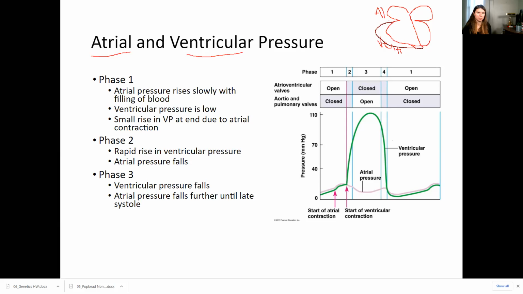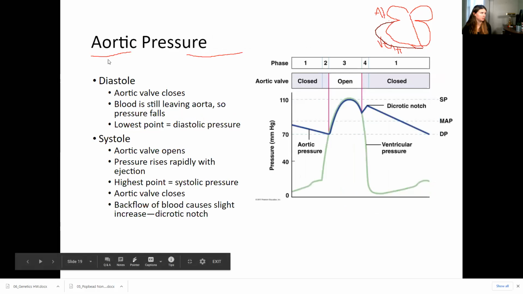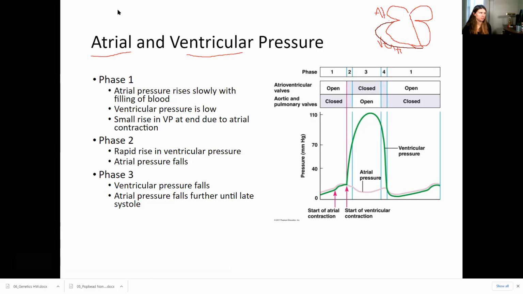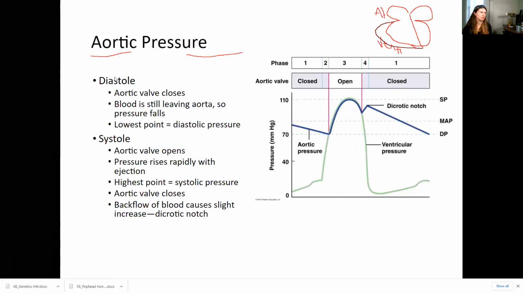Okay, so we will pick up here next time talking about the aortic pressure. We were just comparing the atrial and ventricular pressure. Next time we're going to compare that to the arteries that are leaving our heart.